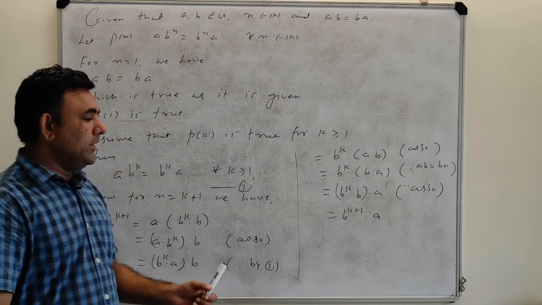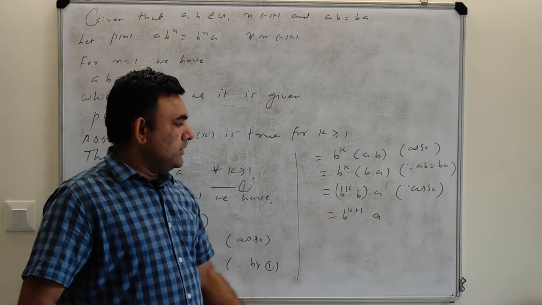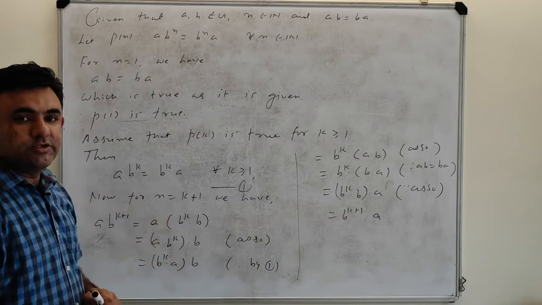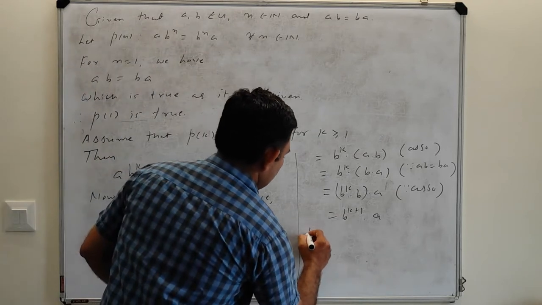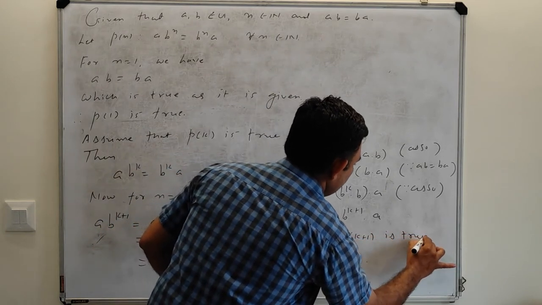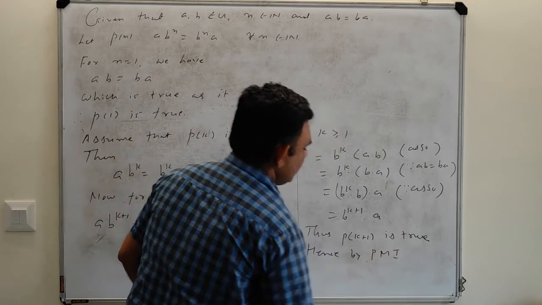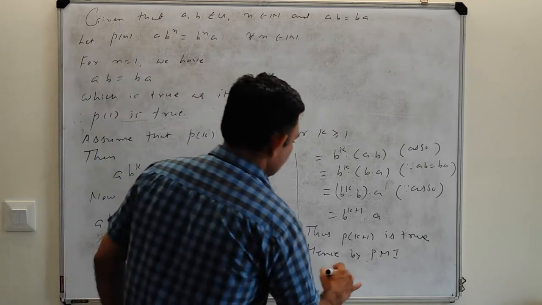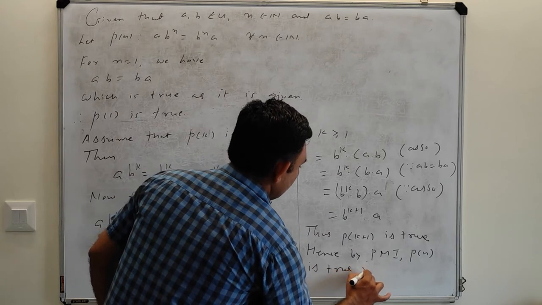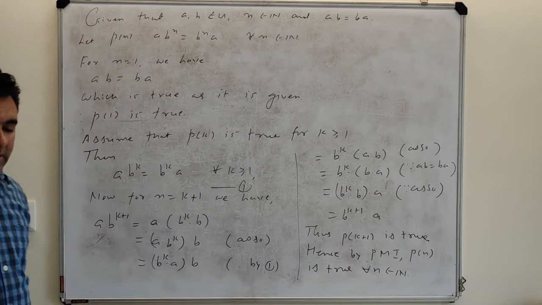So what I have here? AB raised to k plus 1 is equal to B raised to k plus 1 into A, and to prove this I have used 1. 1 means Pk is true. Thus P of k plus 1 is true. Hence by PMI, principle of mathematical induction, Pn is true for all n belongs to N. So we prove our first part.